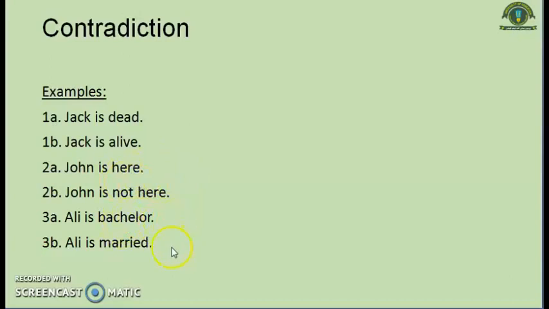Ali is bachelor. Ali is married. So at the same time, both things cannot happen. So both things cannot be true. So if he is a bachelor, then he cannot be married. And if he is married, then he cannot be a bachelor at the same time.